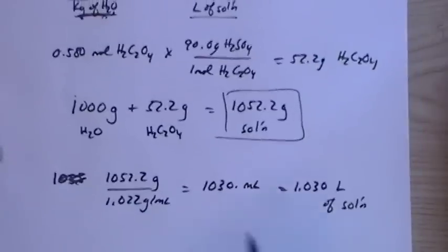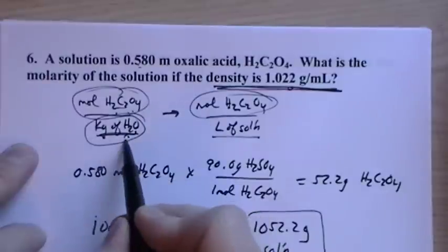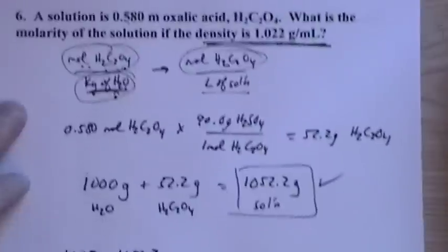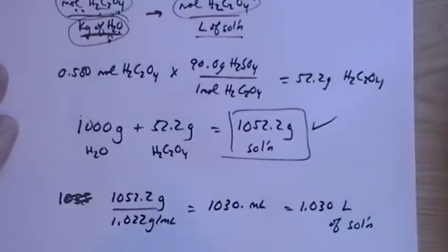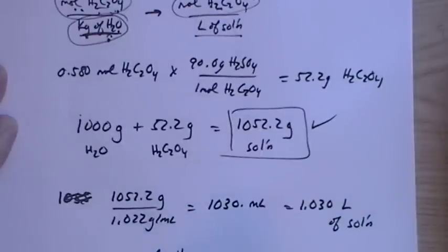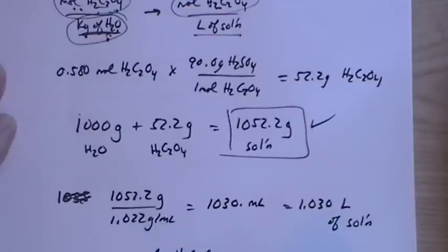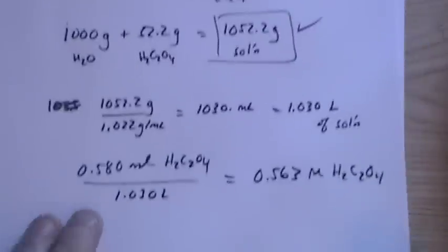So it's a little trick that we have to do. Figure out the mass of the solution from the molals. We know we have 1 kilogram of the solvent. Convert moles of solute to grams. Add those up. That's the mass of the solution. Take the density of the solution to create the liters. And then we finish up. We knew that we had this many moles of H2C2O4. Divide by this. And we get 0.563 molar H2C2O4. Okay.